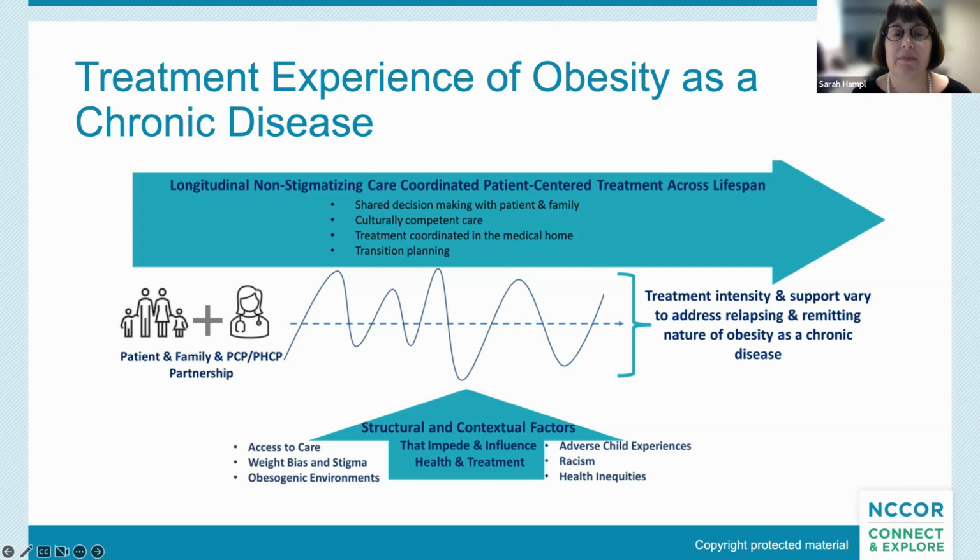Our role as medical providers is to provide culturally competent care, as well as coordinated care with specialists and other professionals in healthcare and community settings to help coordinate the care of these children. And then finally, transition planning to account for children who age into adolescence and then into young adulthood and need continued care for their obesity. Next slide, please.